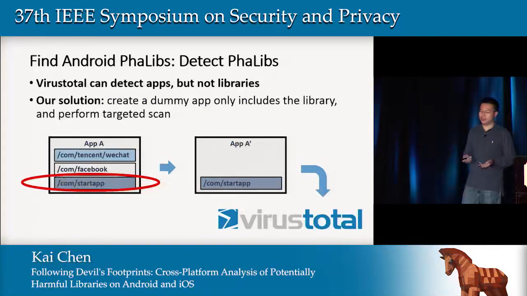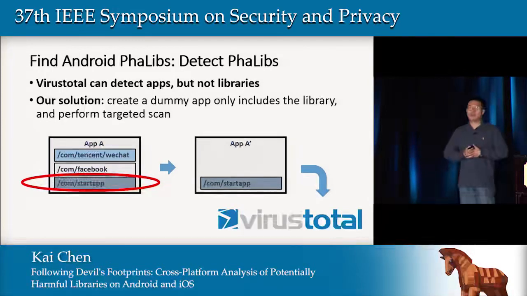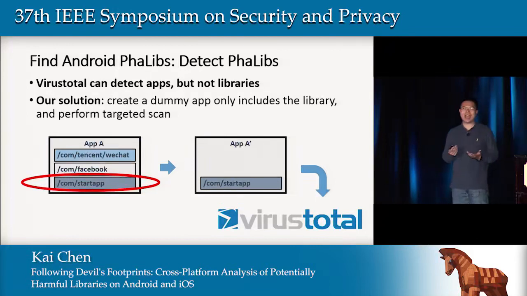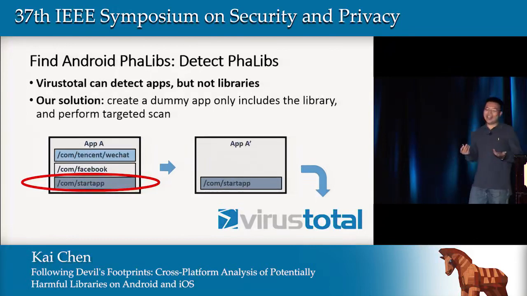Then we need to check whether there are some potentially harmful libraries inside it. Remember, we try to use VirusTotal. Remember that VirusTotal only accepts apps. It's not a library. So our idea is to create a dummy app. This dummy app only includes a library, and we can use it for a targeted scan. If VirusTotal raises a flag that this dummy app has some problem and is potentially harmful, that means the library we put into the dummy app is potentially harmful.